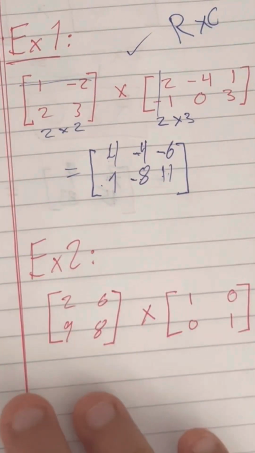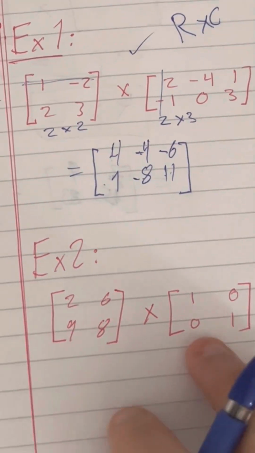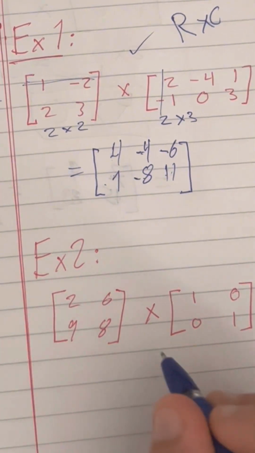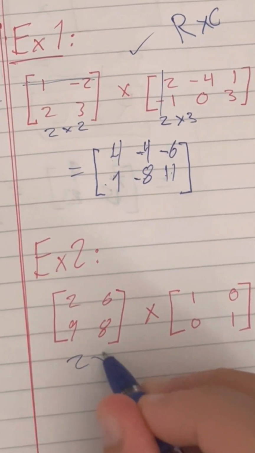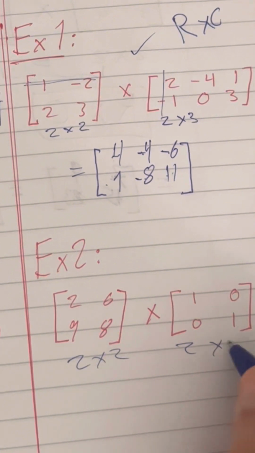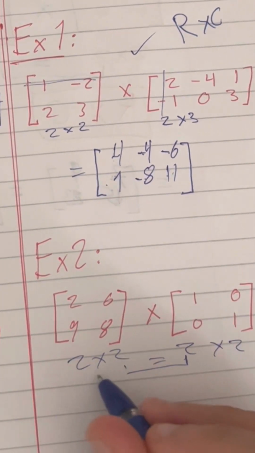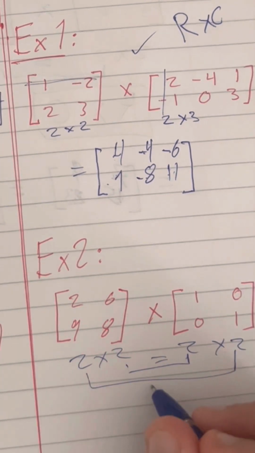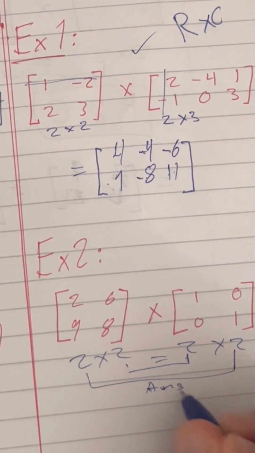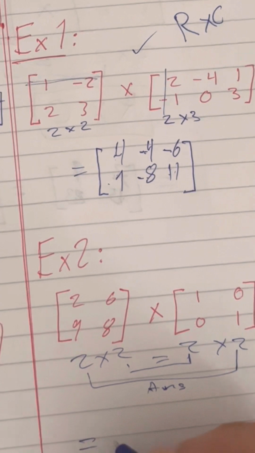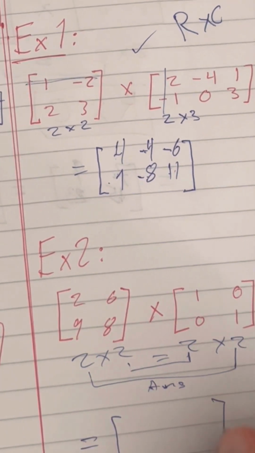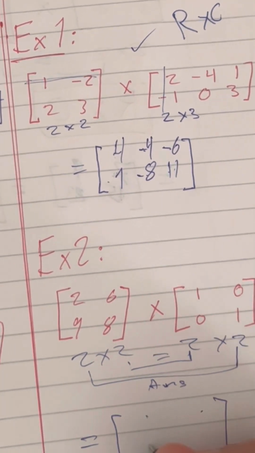Now here's another example I've written. These are both 2 by 2 matrices. The answer would be a 2 by 2, as we said. I'll do this really quickly. We have a 2 by 2 here, and this is going to be our answer. So then we write a 2 by 2 matrix: 1, 2, 3, 4.